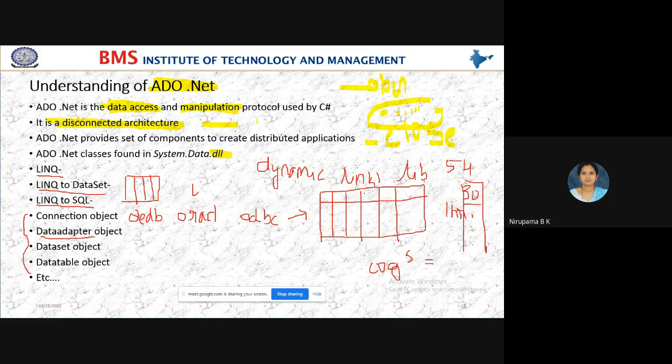And the dataset object. The dataset object stores data in a cache. It stores the data in a cache that is disconnected from the data source. The structure of the data set is similar to a relational database.